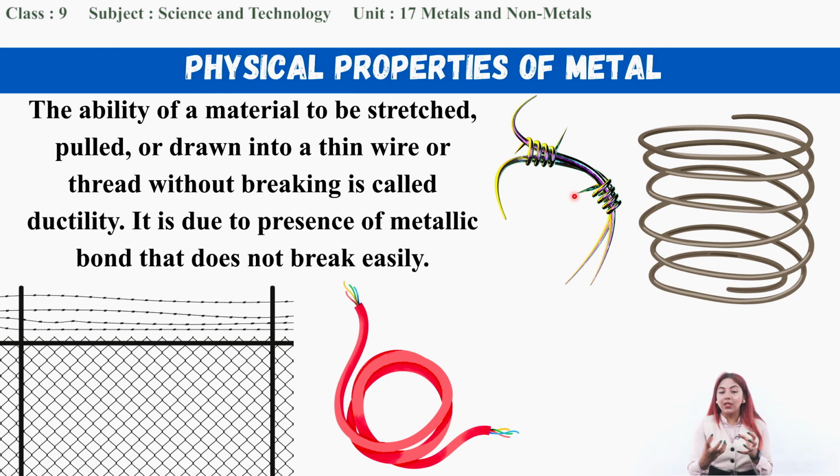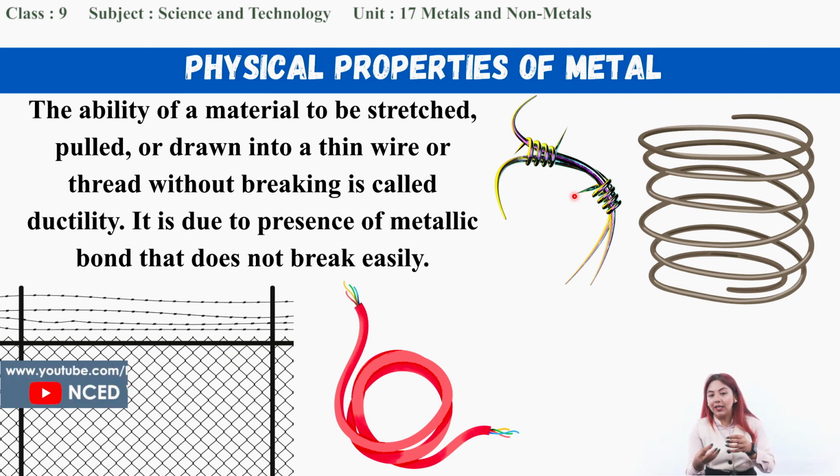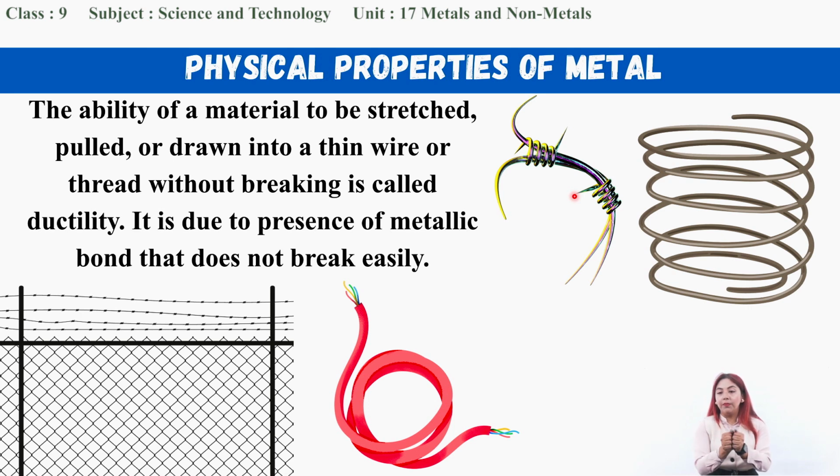And this property is due to the presence of the metallic bond. I also mentioned this previously, when I was explaining that metals are hard, it contains a strong metallic bond. Over here also, due to that strong metallic bond, the atoms do not break down easily, so it can be stretched to form a thread without breaking it.